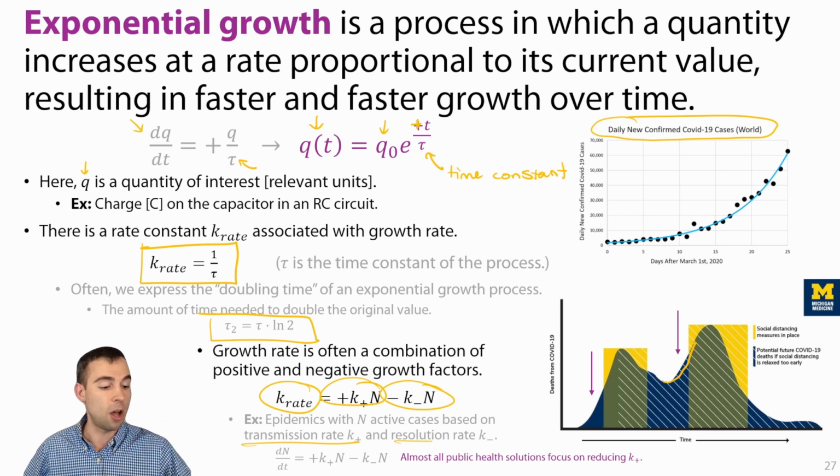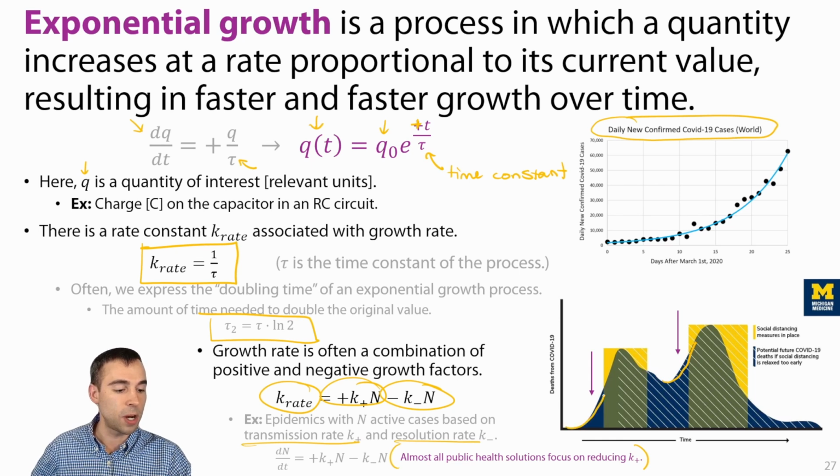And for many public health situations, the best way to minimize the overall amount of some quantity is to reduce the rate at which the positive growth is occurring. Essentially, by reducing the positive rate constant, we can curb this growth and slow it down, which is essentially what happened during the COVID-19 pandemic.